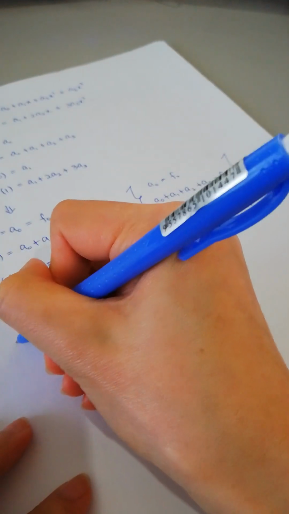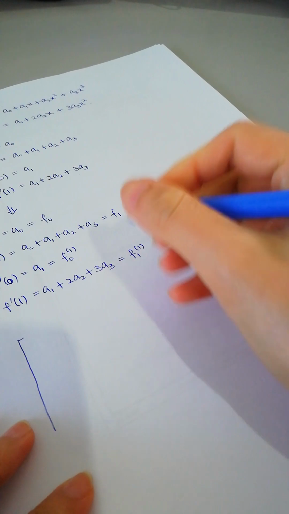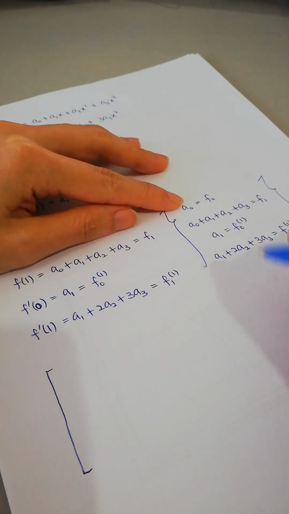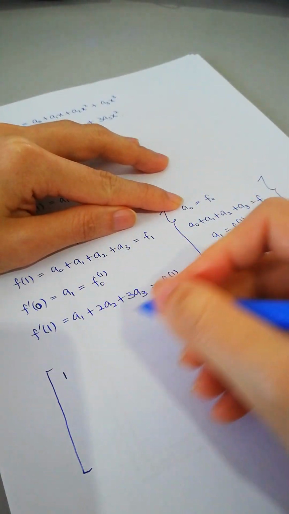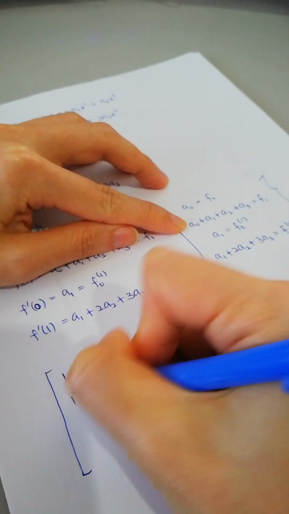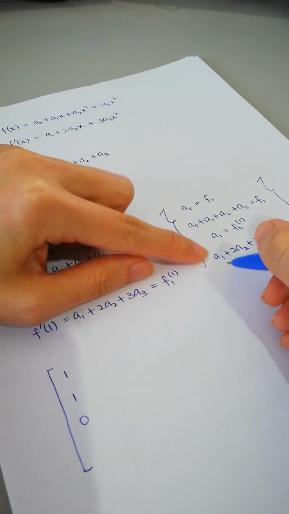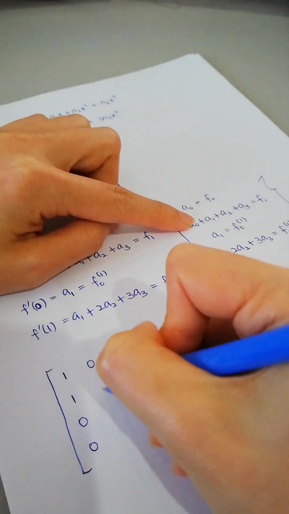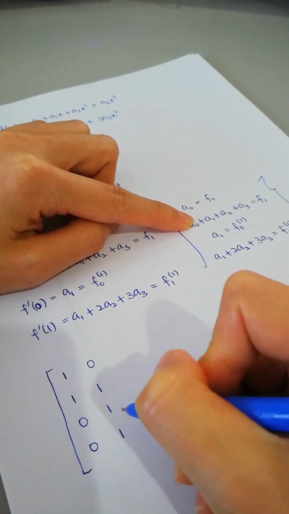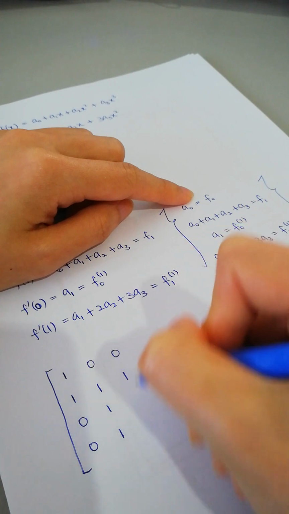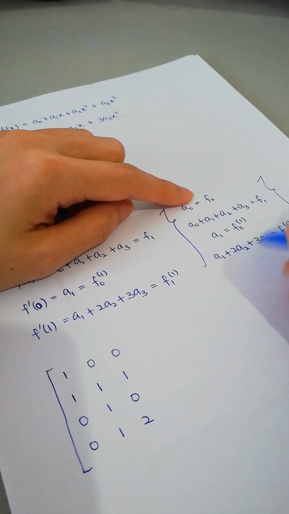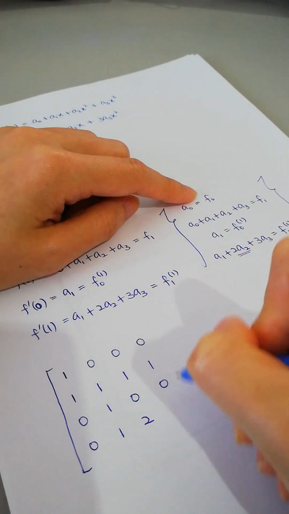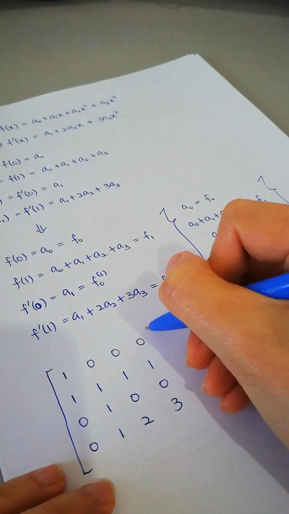So you can write your matrix A. For a0, for the first equation you have 1, from the second equation you have 1, from the third equation you have 0, and from this equation you also have 0. Then you do the same thing for a1: here is 0, then 1, 1, 1. For a2, this is 0, this is 1, this is 0, this is 2. And then for a3, we have 0, 1, 0, 3. Now this is your A.